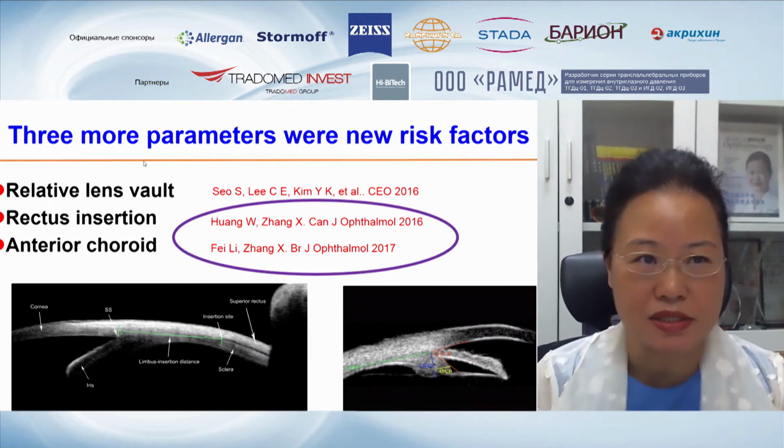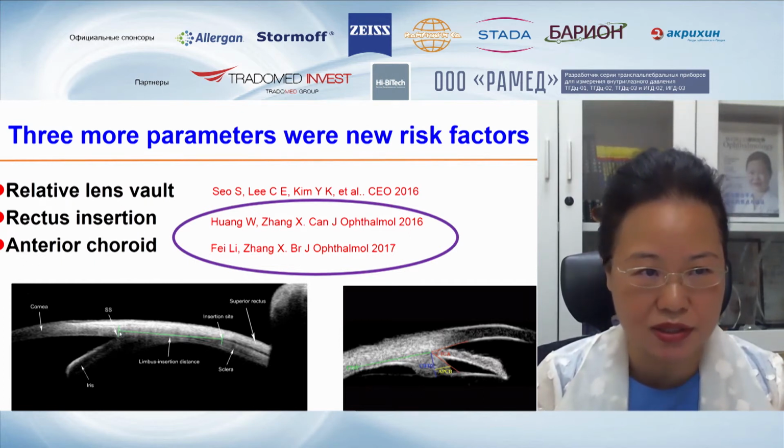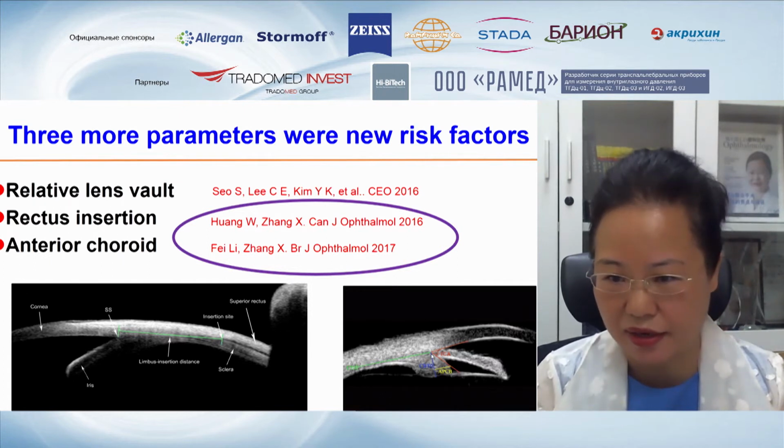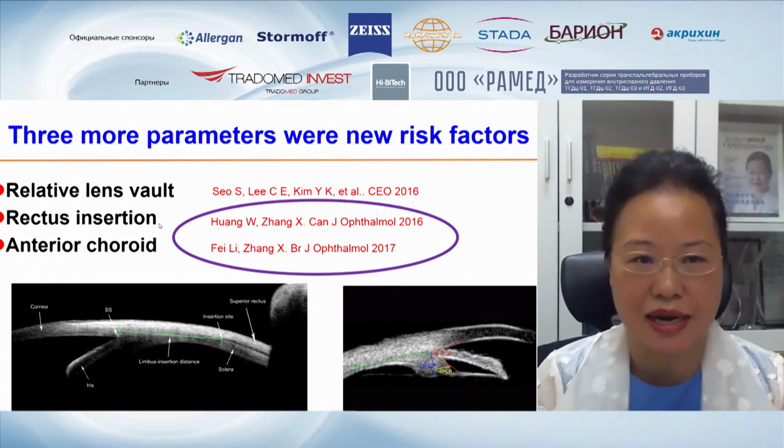In recent years, people also found three more parameter risk factors: relative lens vault, rectus insertion, and anterior choroid. This is rectus insertion, and this is anterior choroid. The last two were confirmed by my team.